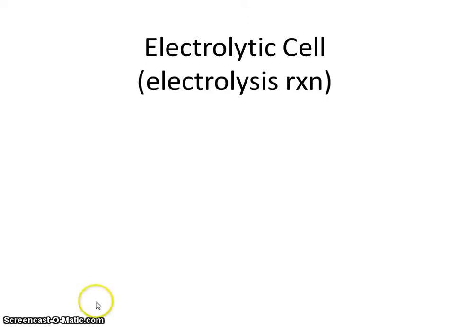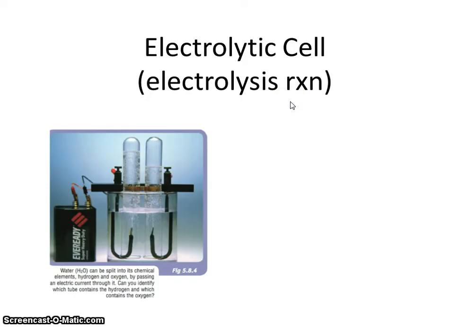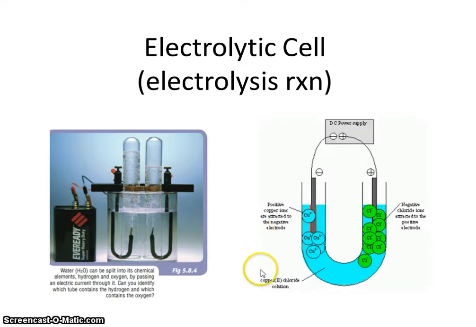In this video, we'll continue our study of electrolytic cells by looking at an electrolysis reaction. You'll recall that in an electrolysis reaction, we use electrical current to drive a chemical reaction. So here, we're passing electrical current through water. And the reaction is that we're forming hydrogen gas and oxygen gas. Here's another type of electrolysis reaction. This is the oxidation and reduction of copper chloride.